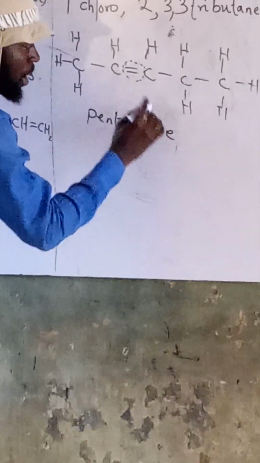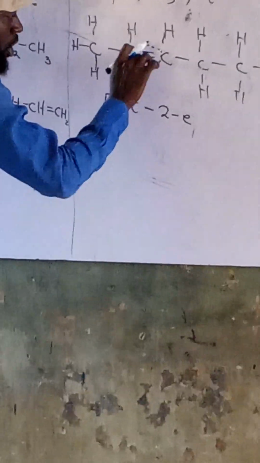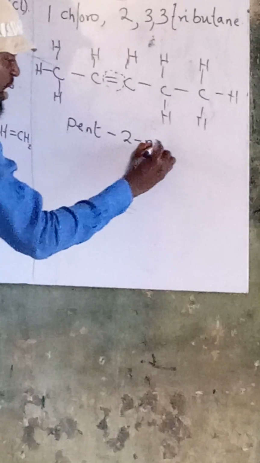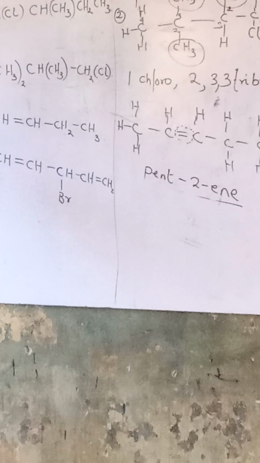Pent 2 what? And the name for this double bond is what? Ene. Alkene. Pent 2 what? Ene. That is the name. So pent. Why is it pent 2 ene? Because of the 5 carbon atoms, and on the second carbon atom, I find my what? Double bond.